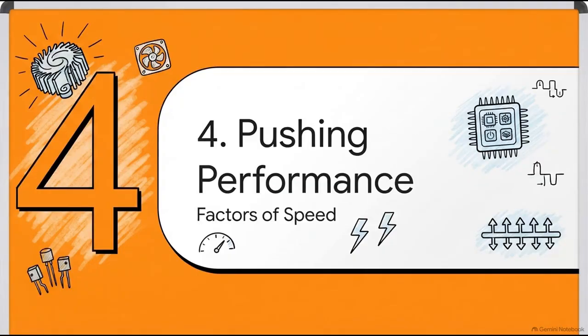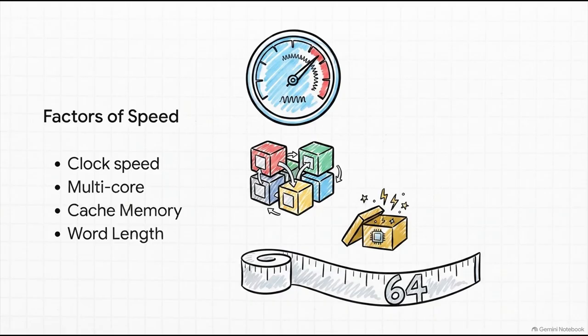Moving on to Section 4, pushing system performance. So, what actually makes this microcity run faster and more efficiently? Well, there are a few key speed factors. First is clock speed, which sets the absolute shortest time any single action can take. But since external components drag things down, modern systems use multi-core processors. That is essentially building multiple CPU factory floors so they can work in parallel.